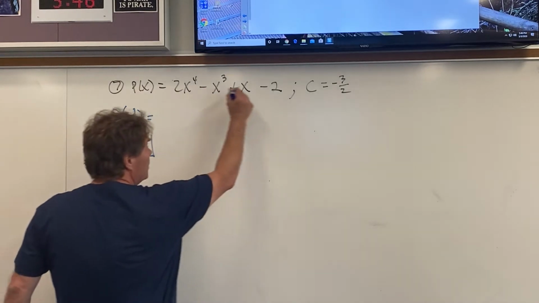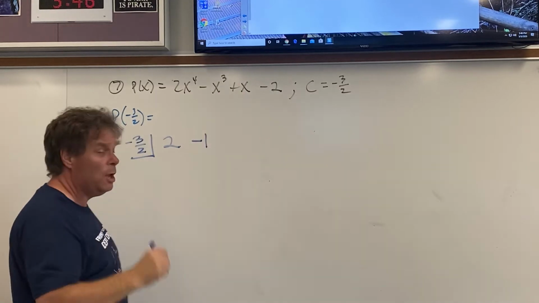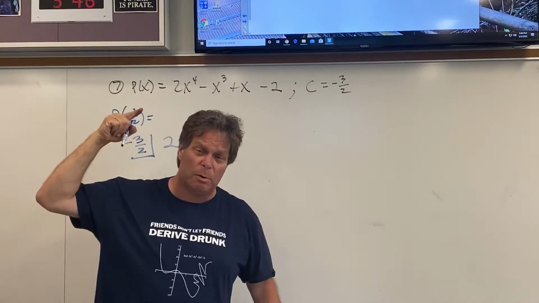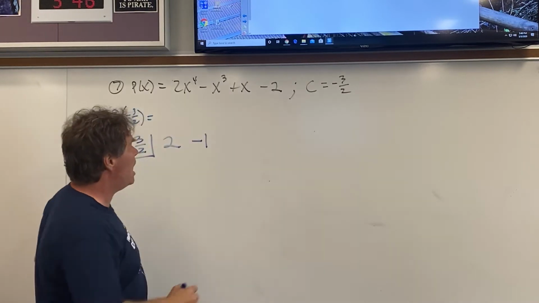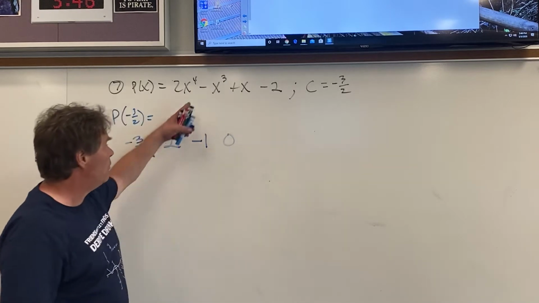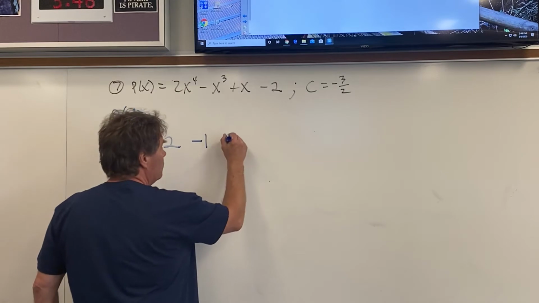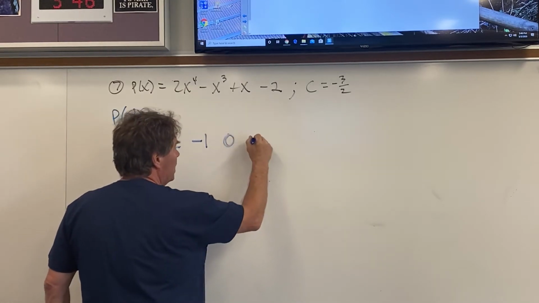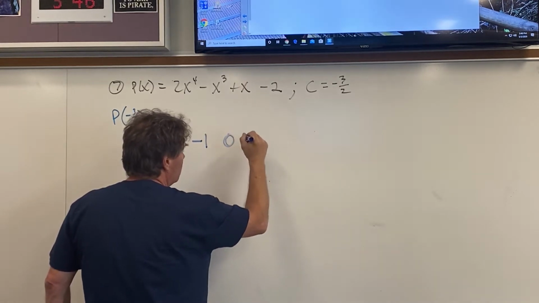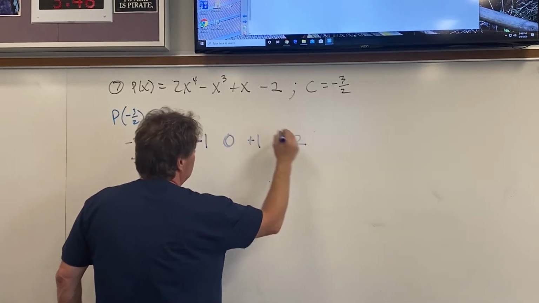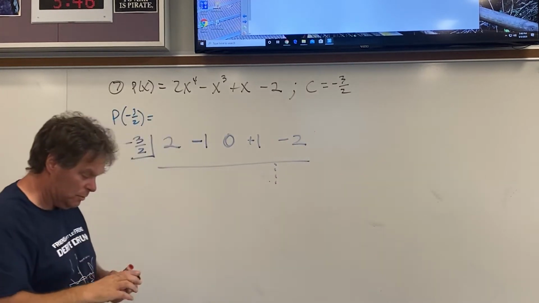We use these coefficients here, 2x to the 4th minus 1x to the 3rd. Be careful. If you got this problem wrong on the homework, the most likely spot is you did not put a 0 in for the squared term. Make sure you put a 0 to account for any missing terms. So there's a 0 for the squared term. Then we have +1x and -2. So now you just do synthetic division.